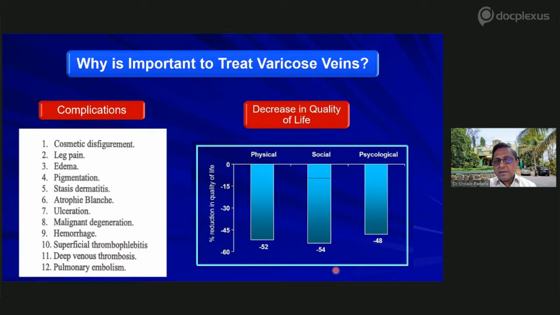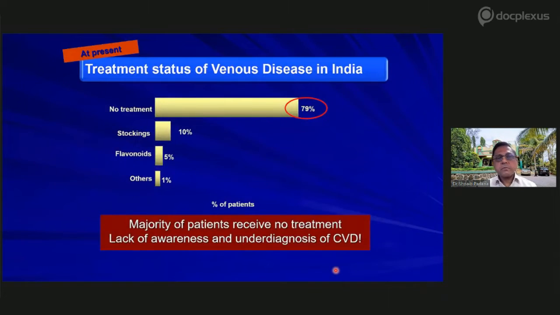Not only that, even if you don't have these complications and you have large varicose veins, these can lead to a decrease in quality of life. It has been shown that there's a reduction of almost 52% in physical, 54% in social, and 48% in psychological quality of life in patients with significant varicose veins.